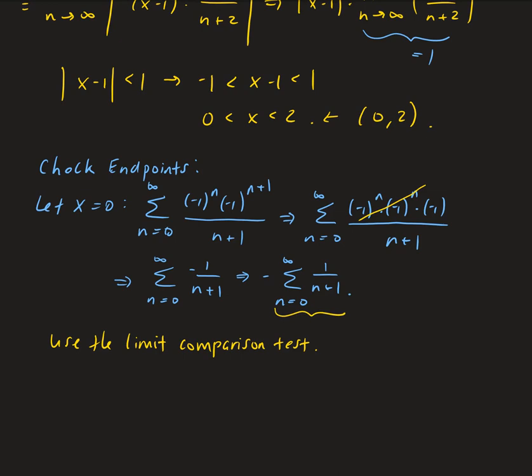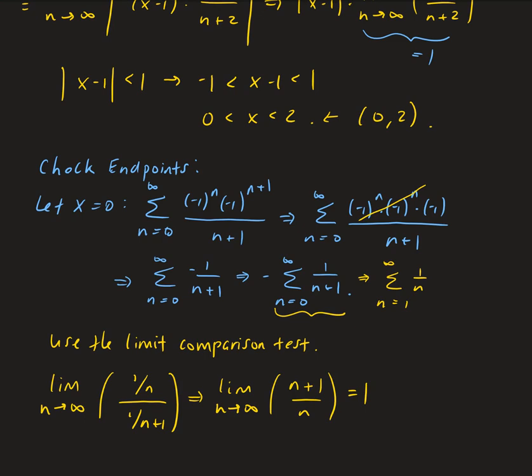Since we're using 1 over n, we need to start from 1 here. So we take the ratio of these two. We need to take the limit as n goes to infinity of the ratio of 1 over n divided by 1 over n plus 1. This is equal to the limit as n approaches infinity of n plus 1 over n, so that's going to give us 1. This is bigger than 0 and it's finite.